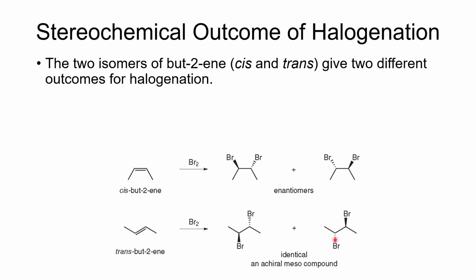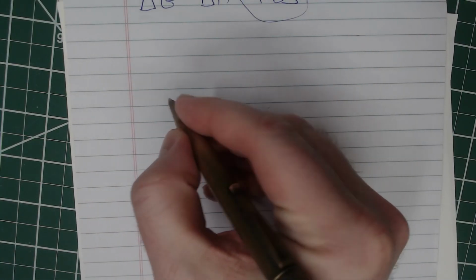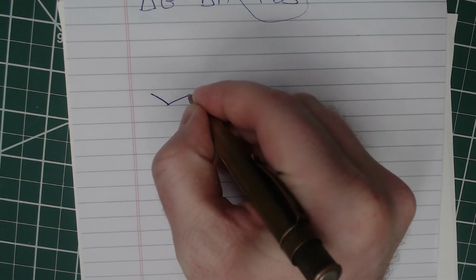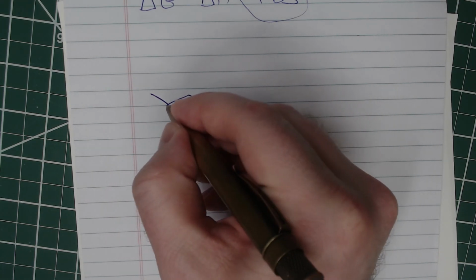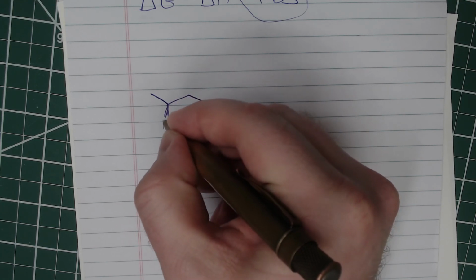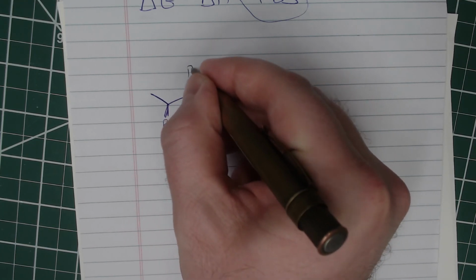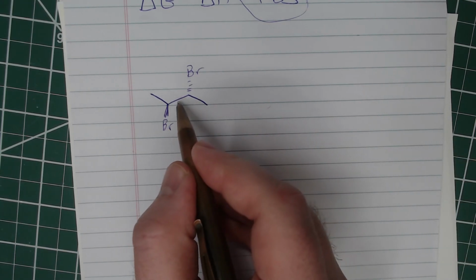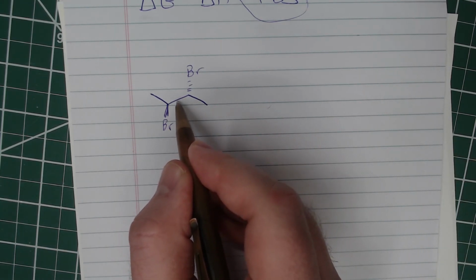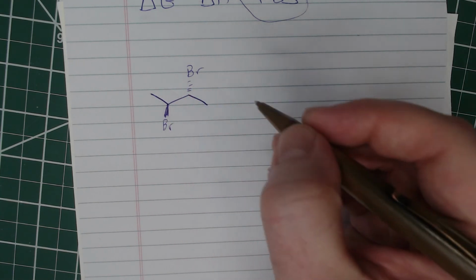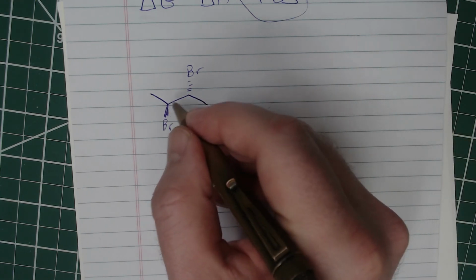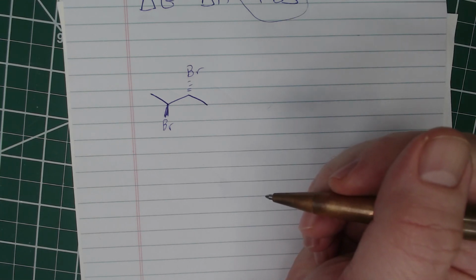If you want to convince yourself that these are meso compounds, I'm going to convince you real quick because this is worth it. So we're going to go back over here to my scratch paper, and I'm going to start with the molecule here. Bromine. So I'm going to rotate about this carbon-carbon bond. And right now it is in a staggered conformation.